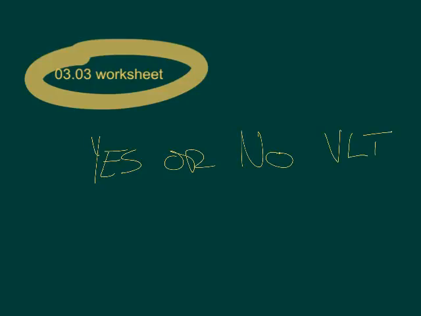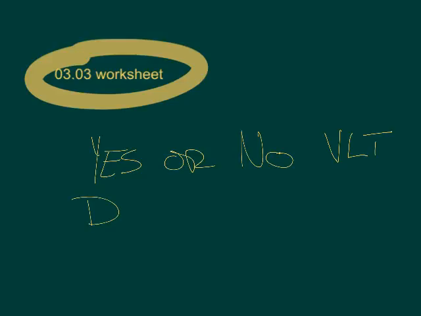So at this point, go ahead and download the 03.03 worksheet and go ahead and work through those problems. You're going to see some pictures where you're asked to determine yes or no, is it a function? And in order to answer that question, you're going to use the vertical line test. If a vertical line crosses once, it's a function. If a vertical line crosses more than once, it's not a function.